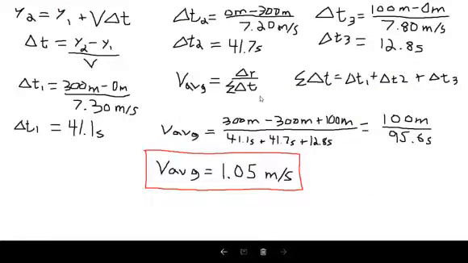Now, if it said just find the velocity of the baton for the entire race, we'd add up the total distance, not the displacement. So it'd be 700 over this amount of time. But since they said average velocity, the average, we've got to find the displacement. And that's the end of my video.